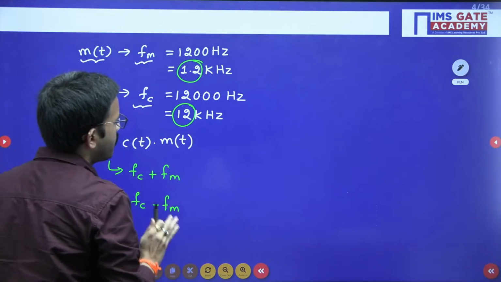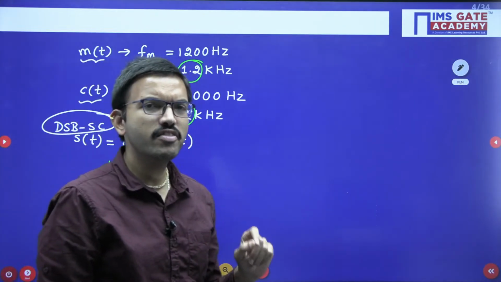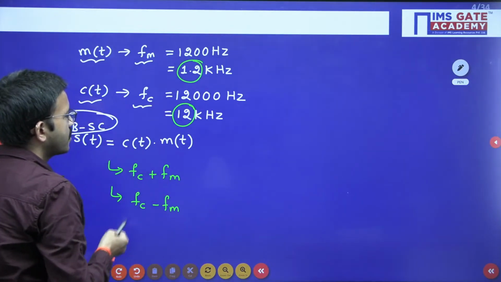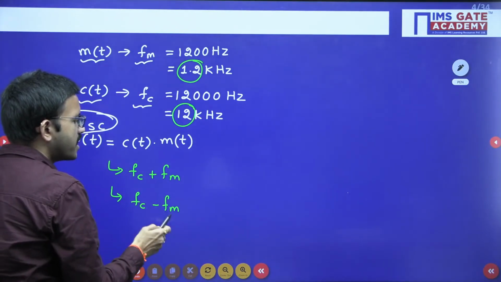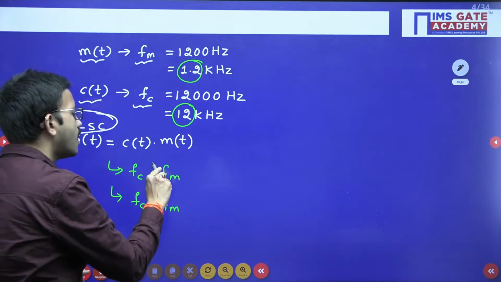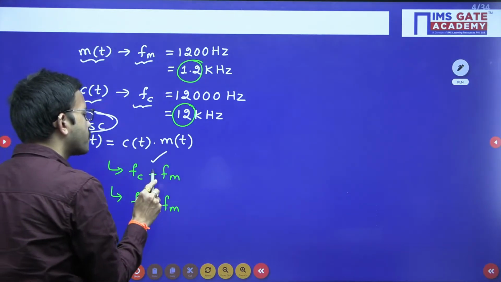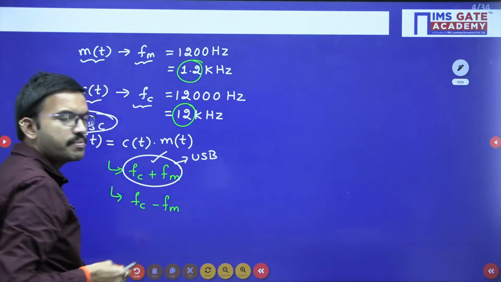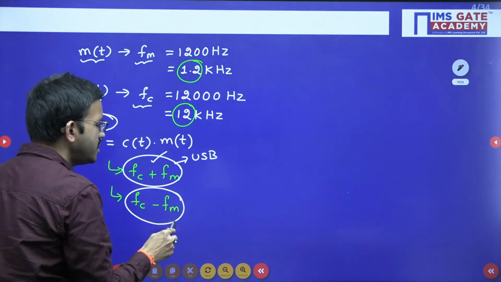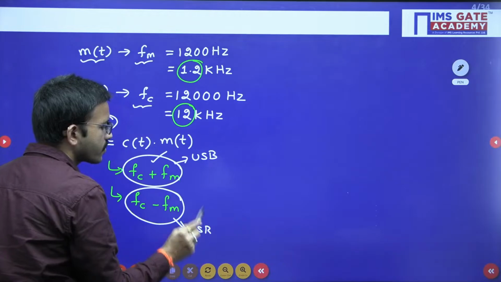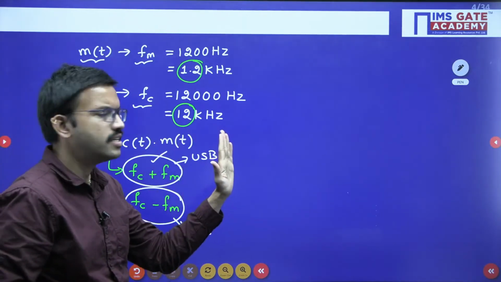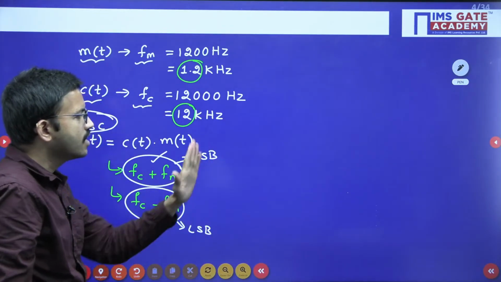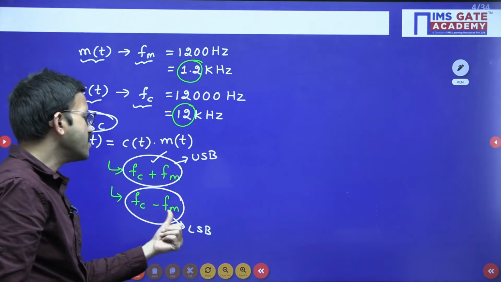Now this is the conclusion point. Whenever you have a DSB-SC signal, it has 2 frequencies: FC plus FM, and another frequency FC minus FM. When you look at these 2 frequencies, FC plus FM is larger, so that is your upper sideband frequency, and FC minus FM is the lower sideband frequency. Here the carrier frequency is the center. From FC towards the right-hand side, you get FC plus FM, the upper sideband. From FC towards the left-hand side, you have FC minus FM.